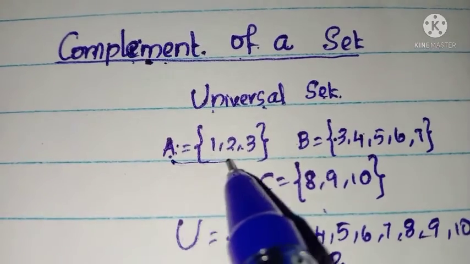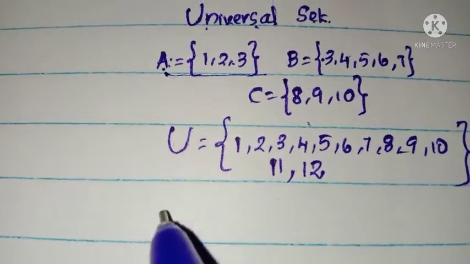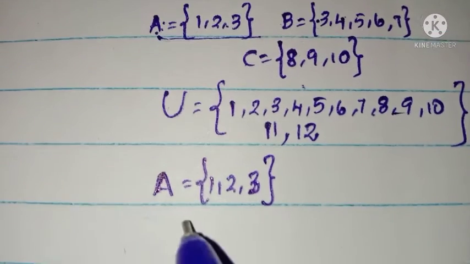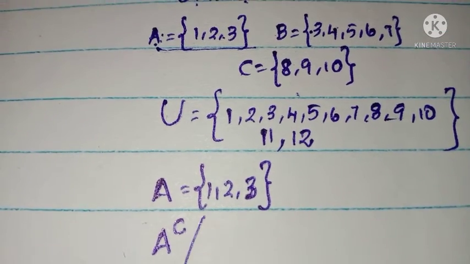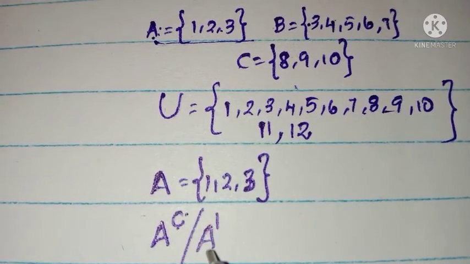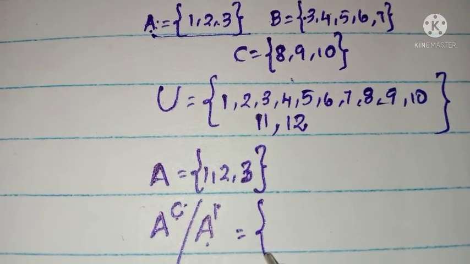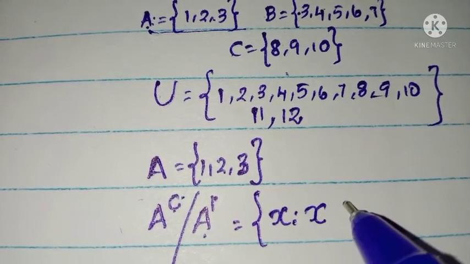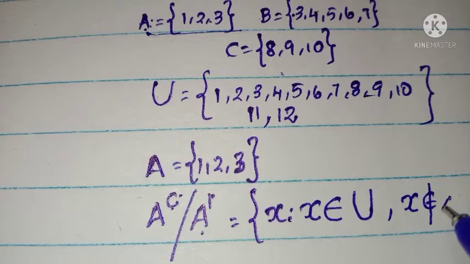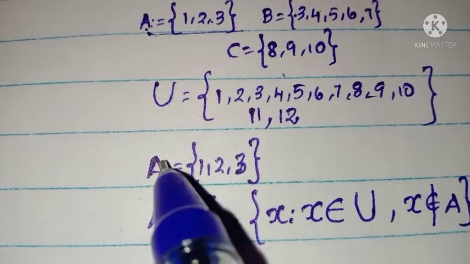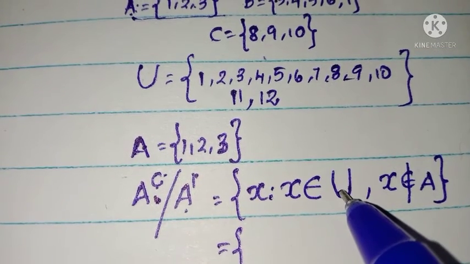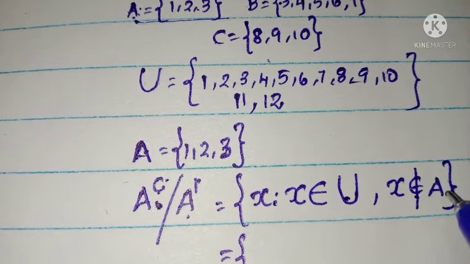That is, suppose we have a set A. A is equal to the set {1, 2, 3}. Then the complement of this set is defined as A complement. See, the complement of a set is denoted by A complement or A dash. It is the set of all elements x such that x belongs to the universal set U but doesn't belong to A. This is the complement of the set A. That is, we are writing all the elements of the universal set that are not members of A.